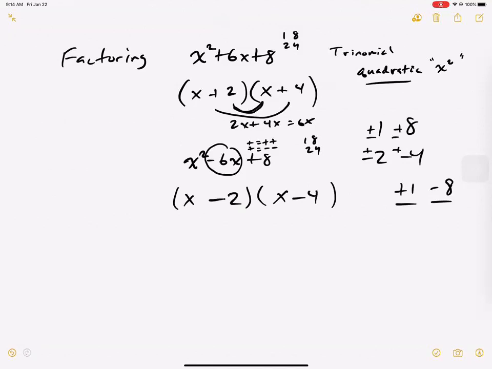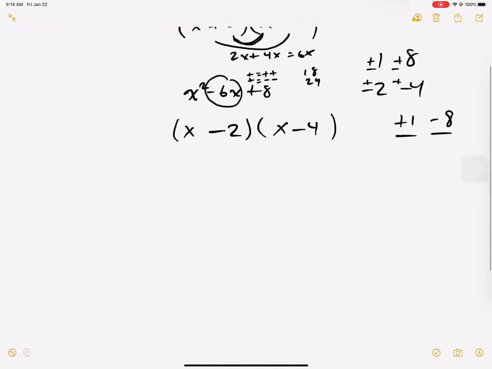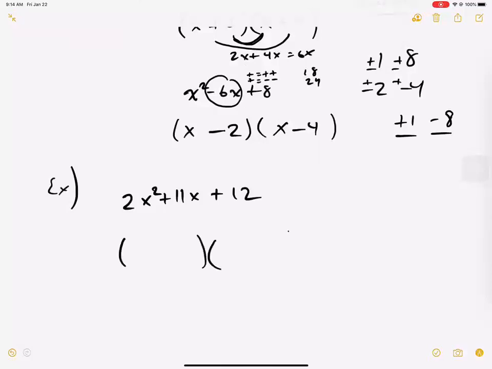Okay, let's kick this up a notch. Let's throw in a number. Here we go. Let's give this 2x squared plus 11x plus 12. Okay, here's the next problem. Now, this is what I call a level 2 problem, because now there's a number in the front. When there's numbers in the front, we have to be careful, because now we have more possibilities. In this case, it's going to be a 2x and an x. Would you agree 2x times x is 2x squared in the front?